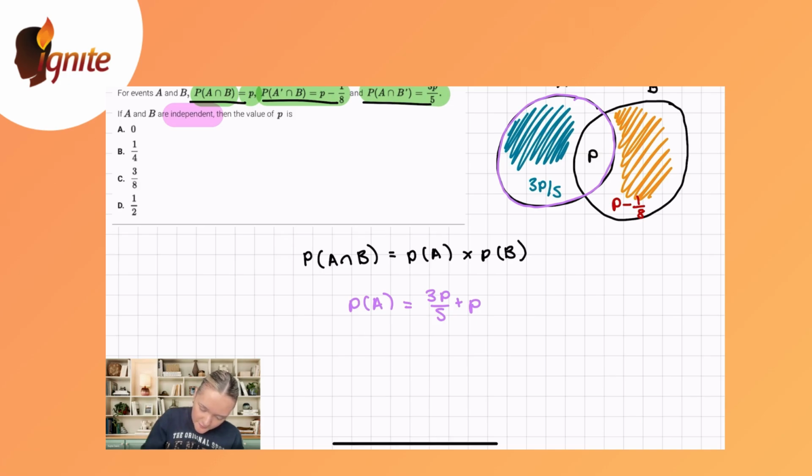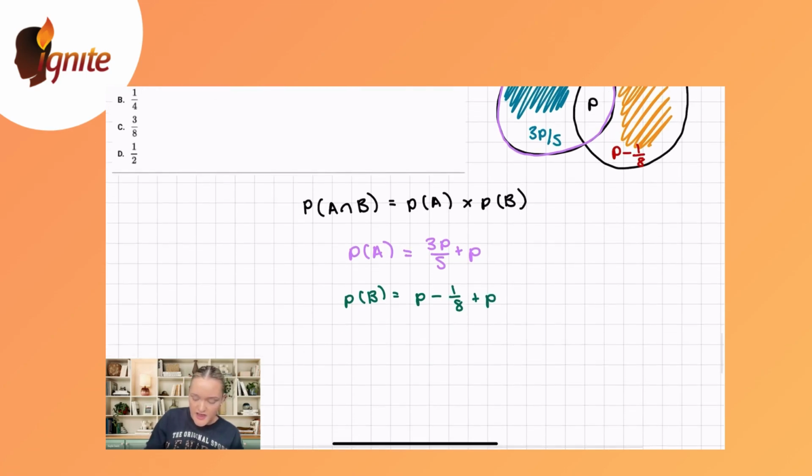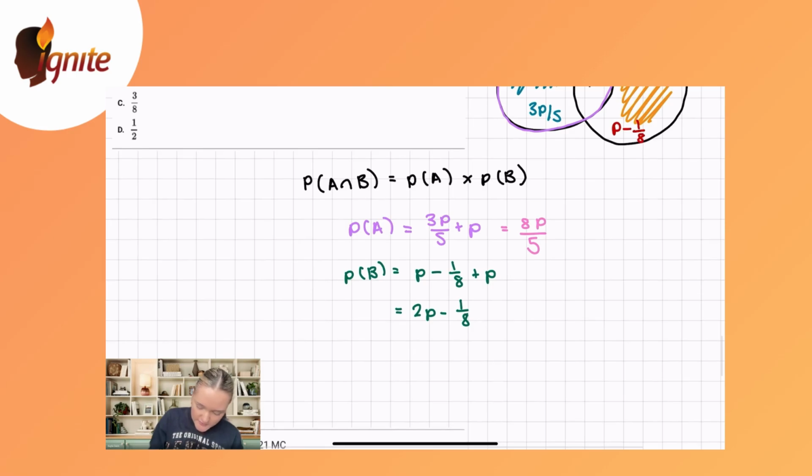My probability of B is going to be P minus 1 on 8, and then once again plus my P, so making sure that we're adding in that intersection. So we can simplify that a little bit more. So this becomes 8P on 5, and this becomes, just collecting those two P's as like terms, 2P minus 1 on 8.